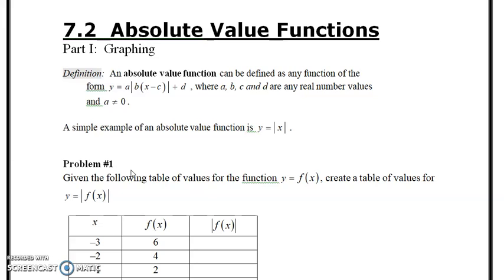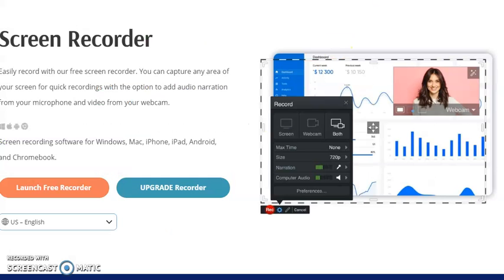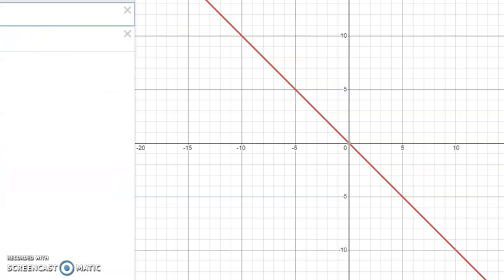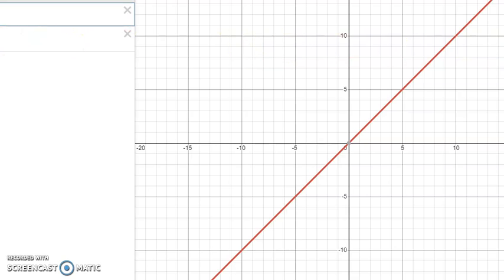So an example of an absolute value function would be your basic function. This is the base function, actually, it's called. It would be y equals absolute value of x. So I'll just graph that quickly with you. There's your absolute value. There's x, right? So if you take the absolute value of x, there you are.